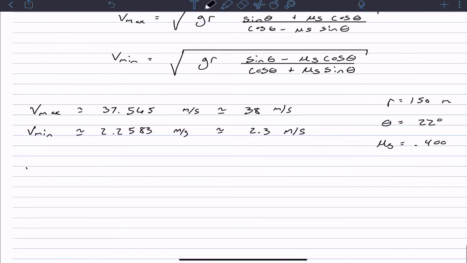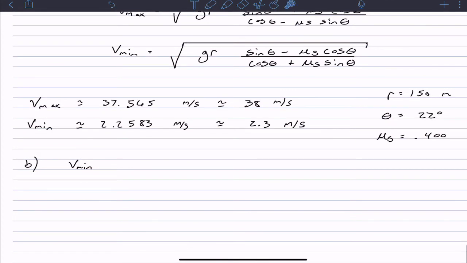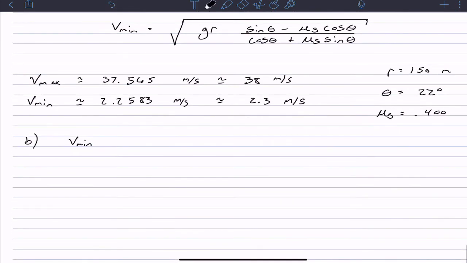Next part of the problem, they want to know what is the minimum value of the frictional coefficient where the car's minimum safe speed is 0. So what they're saying is set Vmin to 0 and solve for your frictional coefficient. What is the frictional coefficient in the case that this is 0? Okay, that's what it's really saying. So, I'll just copy all this here.